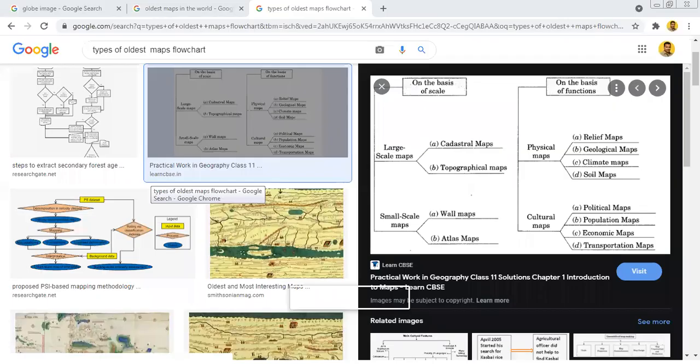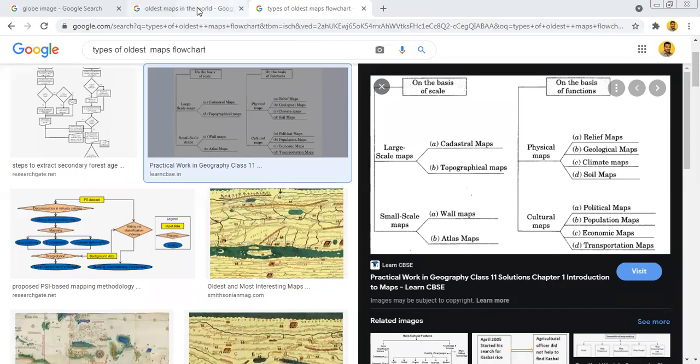Today's topic is reading and making maps. Okay, already you know what is the meaning of map. Map is a representation of the Earth's surface. Okay, it is not real. It won't show the real features of the land surface.